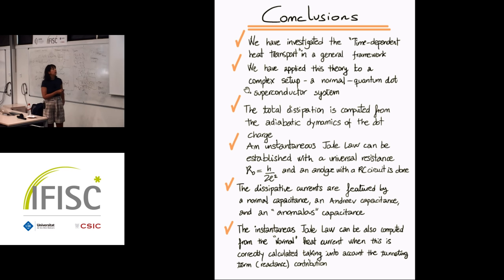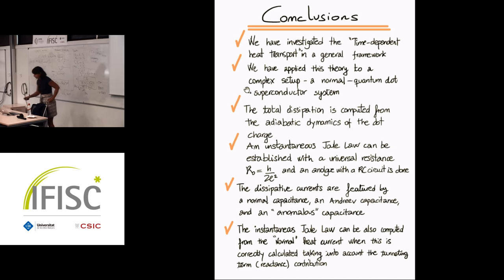We obtain an instantaneous Joule law with a universal resistance and the analogy in terms of RC circuits with a capacitance that contains the normal part and the anomalous part. And finally, we have seen that the instantaneous Joule law can also be calculated from the heat flow in the normal contact and the electrical current in the normal contact. And in order to do that, we have seen that the heat current in the normal contact needs to contain the reactance, or the contribution of the tunneling barrier.